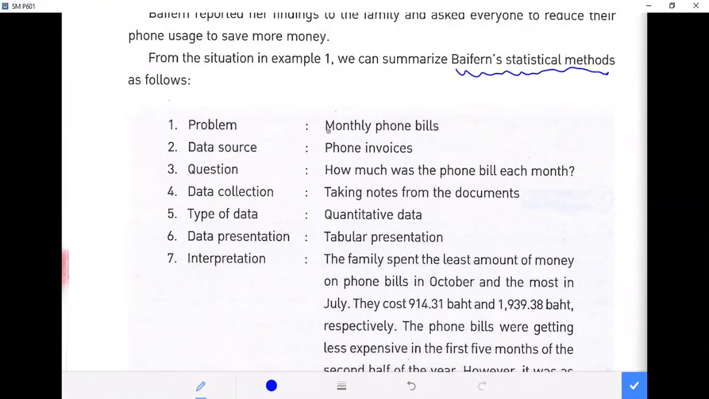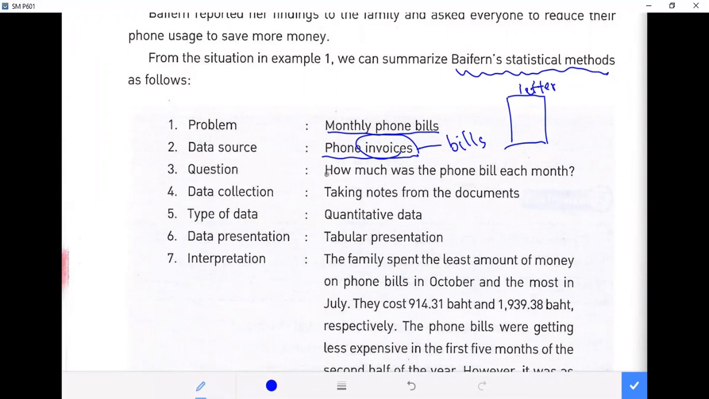So what's the problem? The monthly phone bill, she wants to analyze that. What is the data source? Where is the source of information that she gets from? The phone invoices. Invoices are like the bills, okay? If you have AIS, True Move, or DTAC, somebody will send a piece of paper, like a letter, to your home once a month. Questions: how much was the phone bill each month?